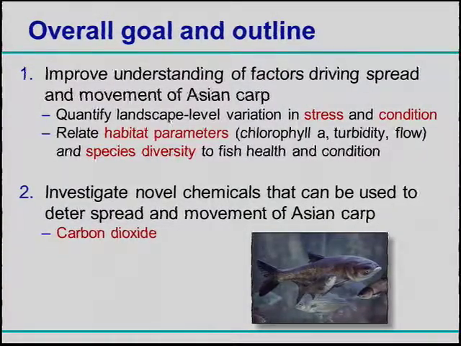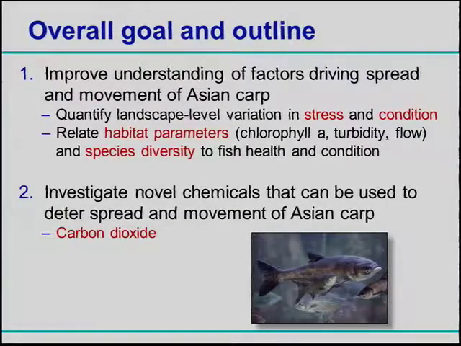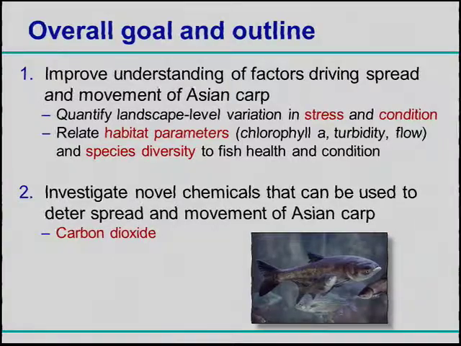The overall goal of the presentation is, I basically have two goals. There are going to be two separate portions of the presentation. The first goal, in the first part of the talk, is to improve our understanding of factors driving the spread and movement of Asian carp. Some of the spread is a little bit uncertain at this point, and where they're moving and how they're moving, we could hopefully stand to learn a little bit there.